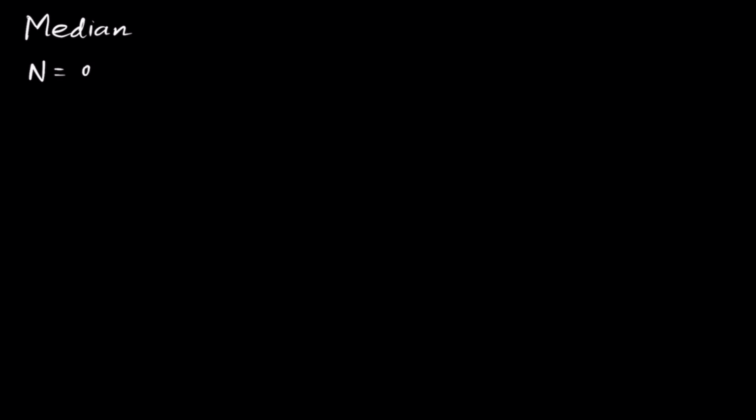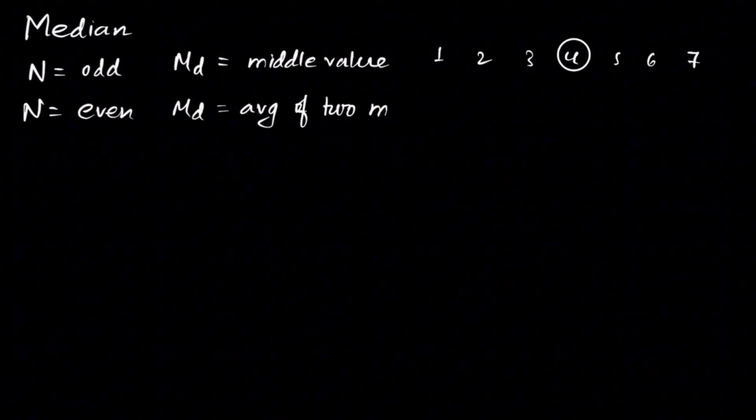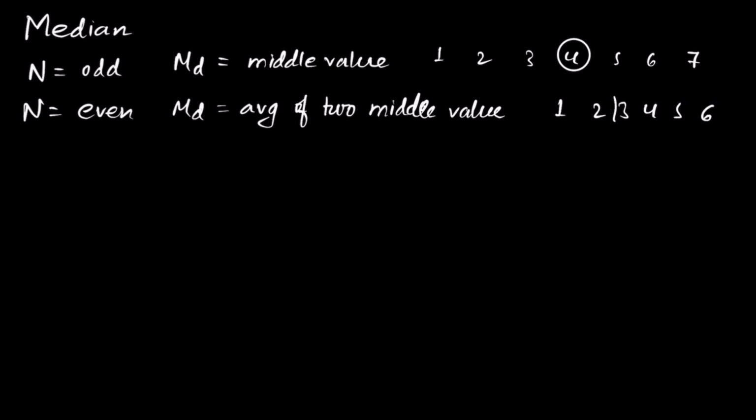Under median, if the number of observations is odd, median is simply the middle value. For example, 1, 2, 3, 4, 5, 6, 7. Here, the middle value is the median. But if the number of observations is even, then median is the average of two middle values. For example, 1, 2, 3, 4, 5, 6. Here you'll find two middle values, and the average of this is your median.